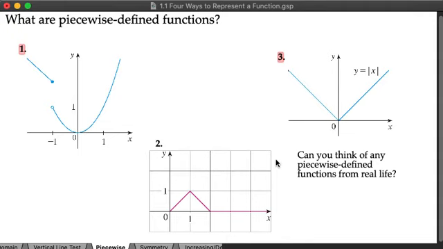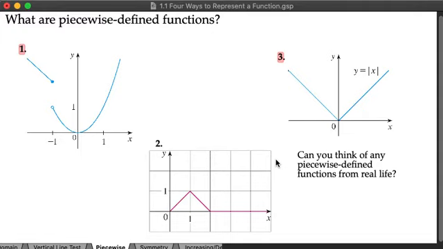This is another function that can be defined piecewise, and it can also be defined not piecewise. This is the absolute value function, y equals the absolute value of x. You don't really have to define it piecewise. You could also say it's the distance from x to 0, or the distance of the number to 0. And that is not a piecewise definition in that verbal description.